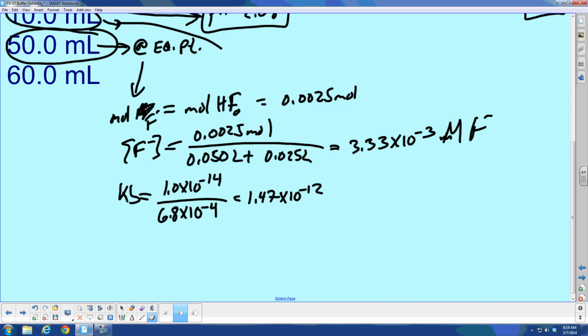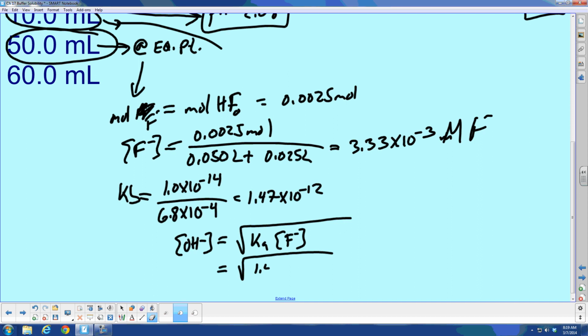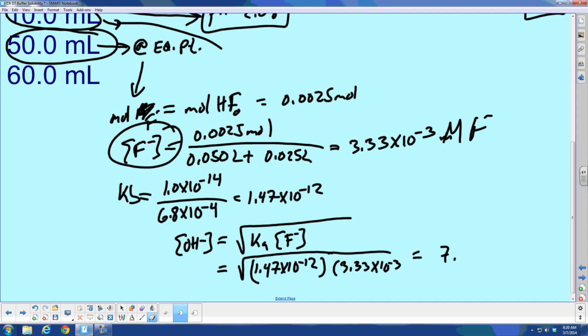Yes. Now, I want to say that my hydroxide is equal to, and this is the outcome of ICE, right? The square root of Kb times my initial concentration of F minus. So this is equal to the square root of 1.47 times 10 to the minus 12th times my concentration of F minus, which is 3.33 times 10 to the minus third. Make sure you take that square root, and I get something along the lines of 7.00 times 10 to the minus ninth.